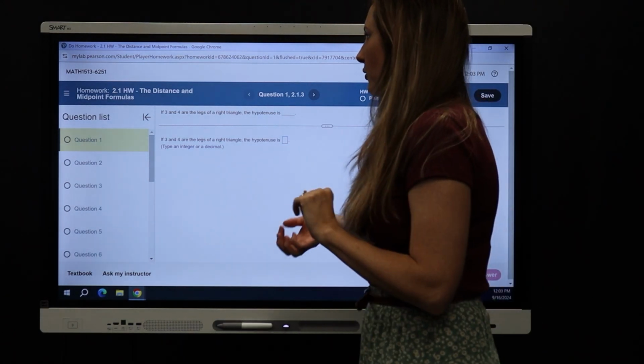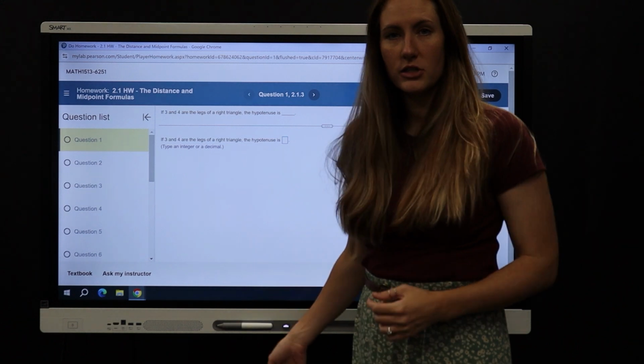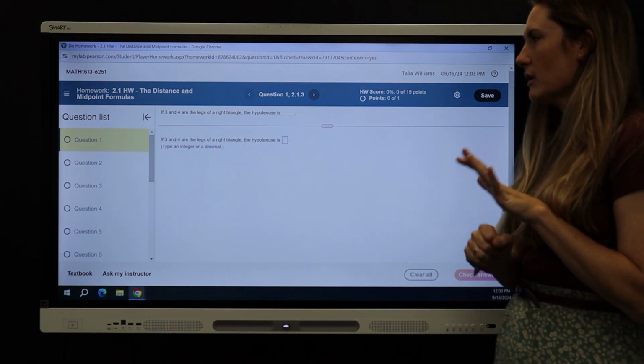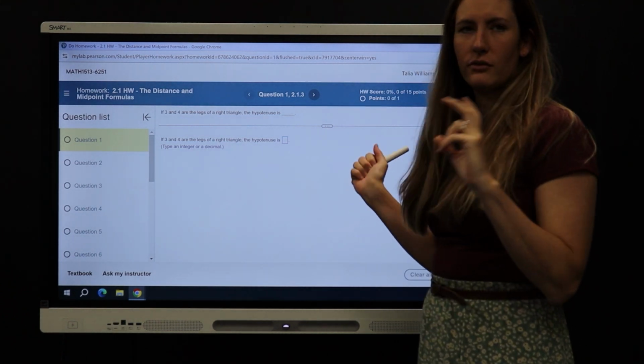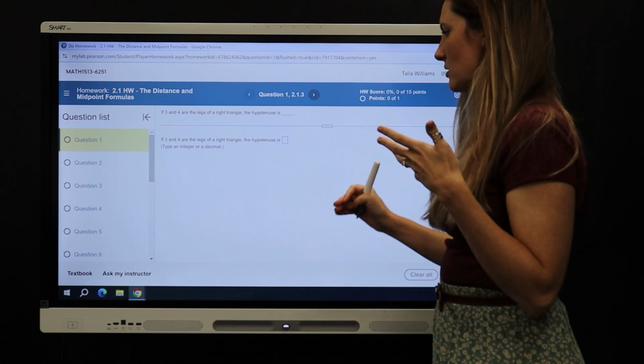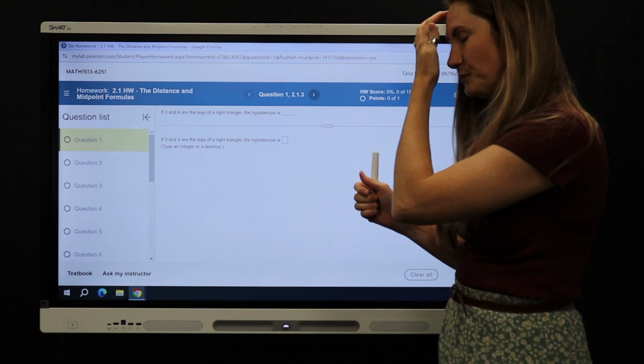Okay, so this is the first lesson on the chapter 2 homework. We're going to go over the distance and midpoint formulas. I'm going to go back and forth from stations because a couple of these have a lot of math and it's not really easy to write on this board.